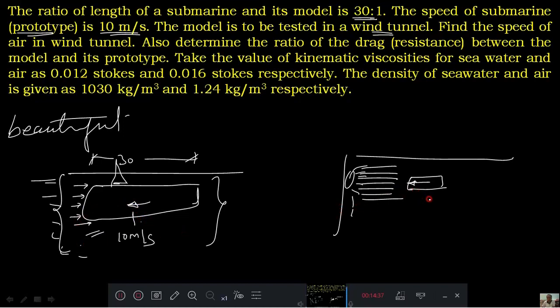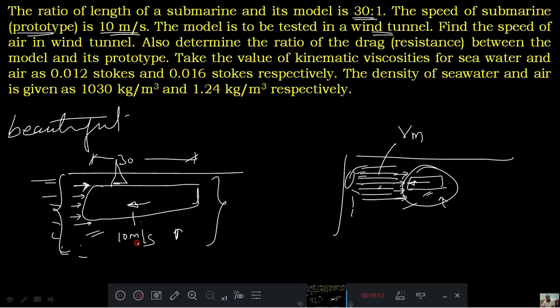Now I need to compare this model to this prototype. In the laboratory I am not using the seawater, I am using wind, and I should know at what velocity I need to blow this wind so that it will give an effect like seawater to this model, and how much resistance will be offered to this model, so that I can understand how much resistance the real submarine will get in the ocean.